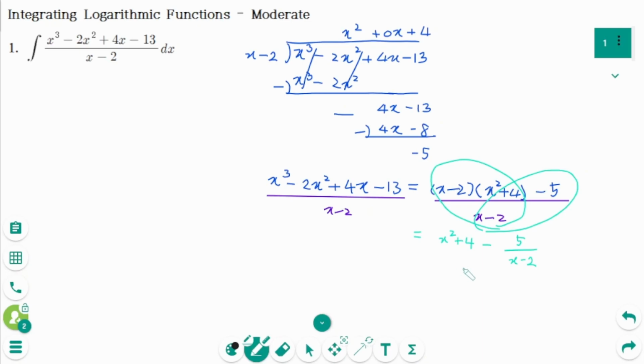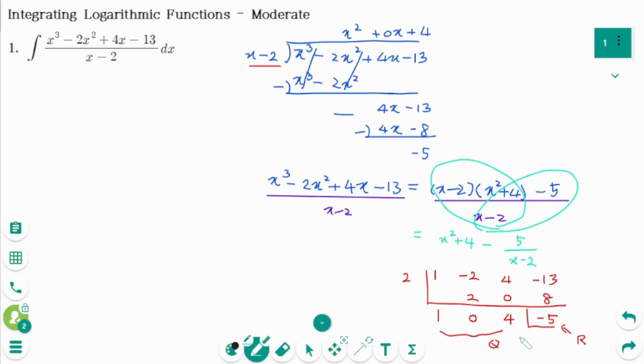Write down only the coefficient part, 1, minus 2, 4, minus 13, then divide by the divisor x minus 2. Insert the zero of the divisor to the left. Since the divisor is x minus 2, the zero is x equals 2. Then 1 down, 1 times 2 is 2, add them together, 0. 0 times 2 is 0, add them together makes 4, 4 times 2 is 8, add them together makes minus 5. Then this part is the quotient, this part is the remainder, which is x squared plus 4.